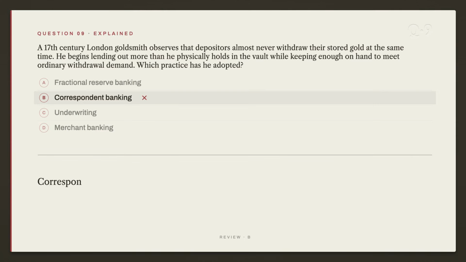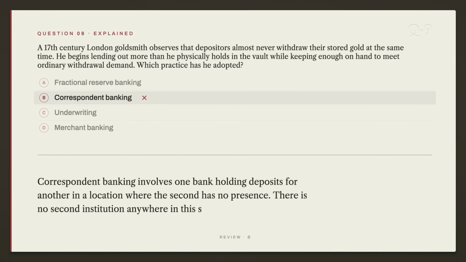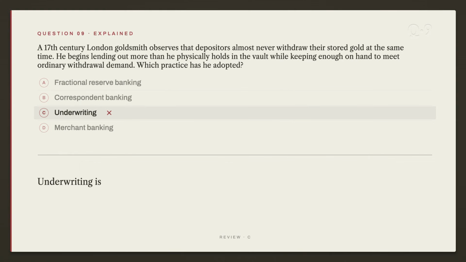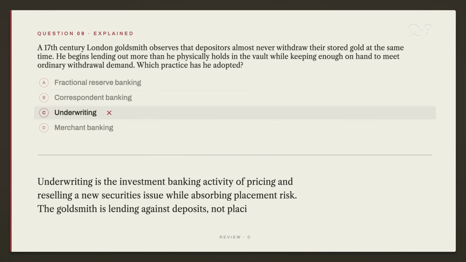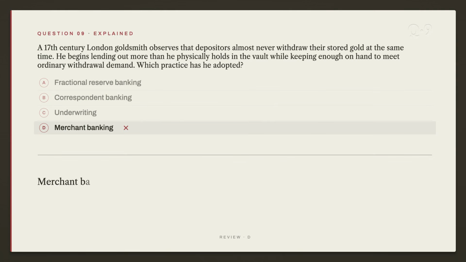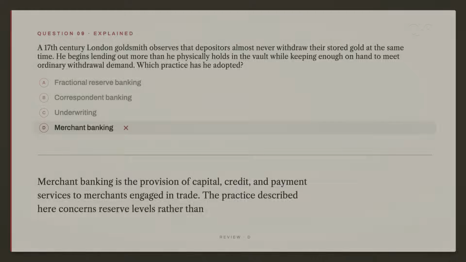B is wrong because correspondent banking involves one bank holding deposits for another in a location where the second has no presence. There is no second institution anywhere in this scenario. C is wrong because underwriting is the investment banking activity of pricing and reselling a new securities issue while absorbing placement risk. The goldsmith is lending against deposits, not placing securities. D is wrong because merchant banking is the provision of capital, credit, and payment services to merchants engaged in trade. The practice described here concerns reserve levels rather than trade finance.